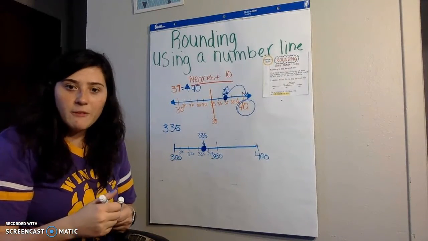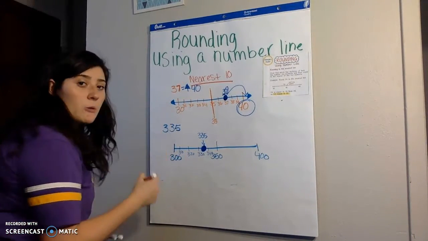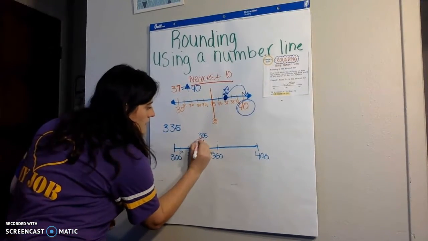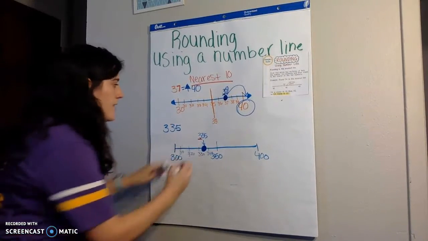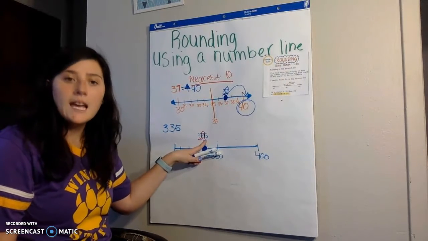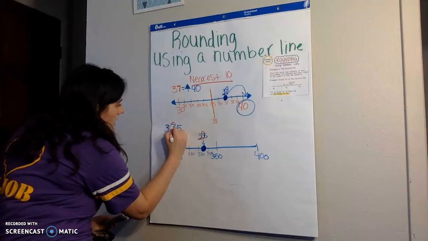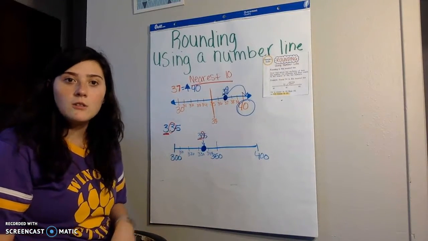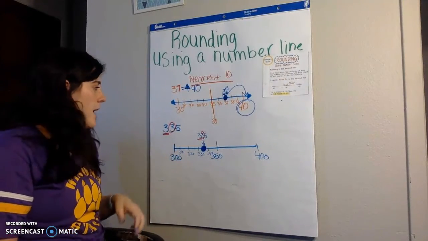Same steps as before: we're going to underline what we're rounding to, and we're rounding to the nearest 100. So underline the 3 in the hundreds place, and then circle the second 3 in the tens place. So I have the 3 underlined and the second 3 circled. That gives me a clue: 4 or less, you round down. 5 or more, you round up.